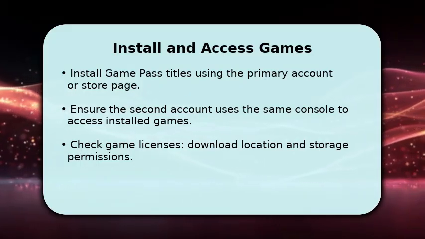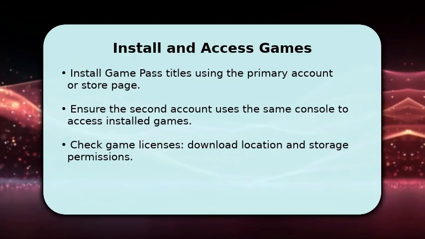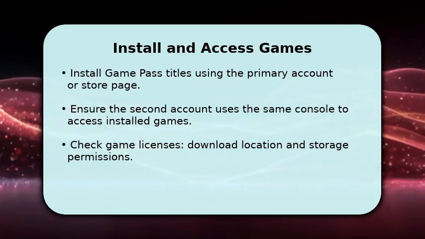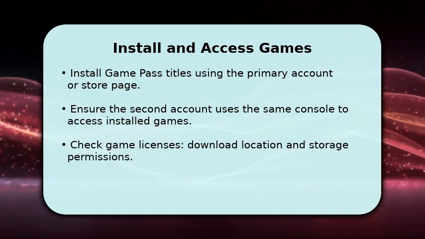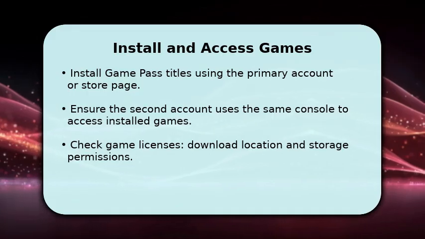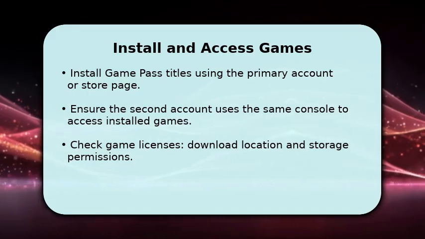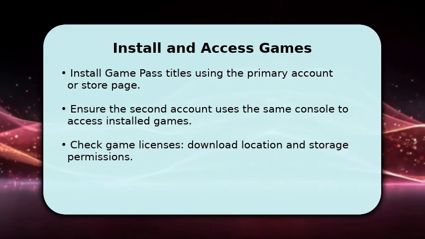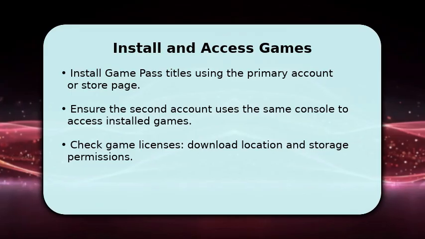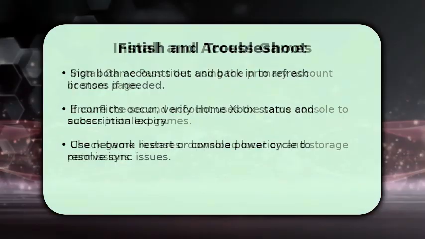Then sign into the second account and open the library or purchase list to see accessible Game Pass titles. If a game doesn't appear, navigate to the primary account's install page and initiate installation. Game files and licenses live on the console, so the second account will use them. Also confirm storage permissions, and finally, verify that both accounts can launch and play the installed games.